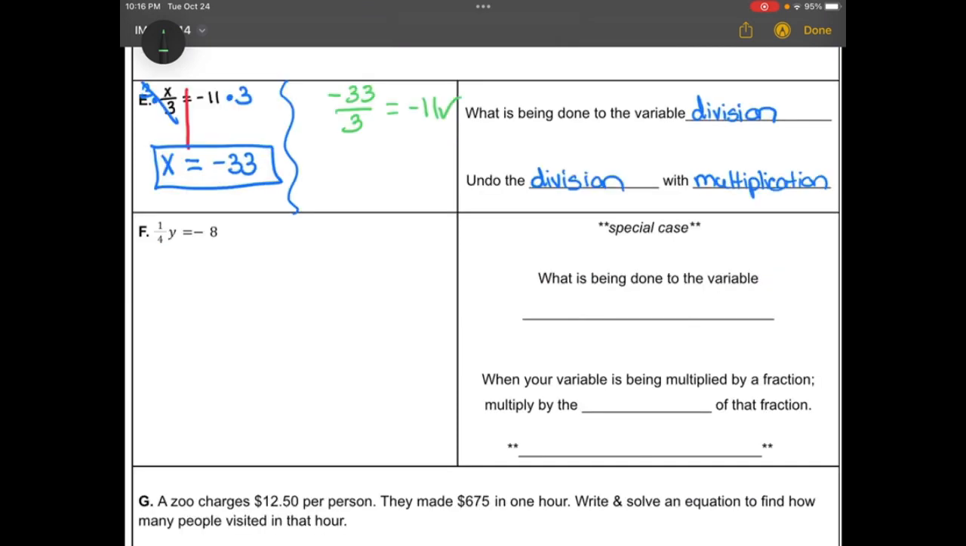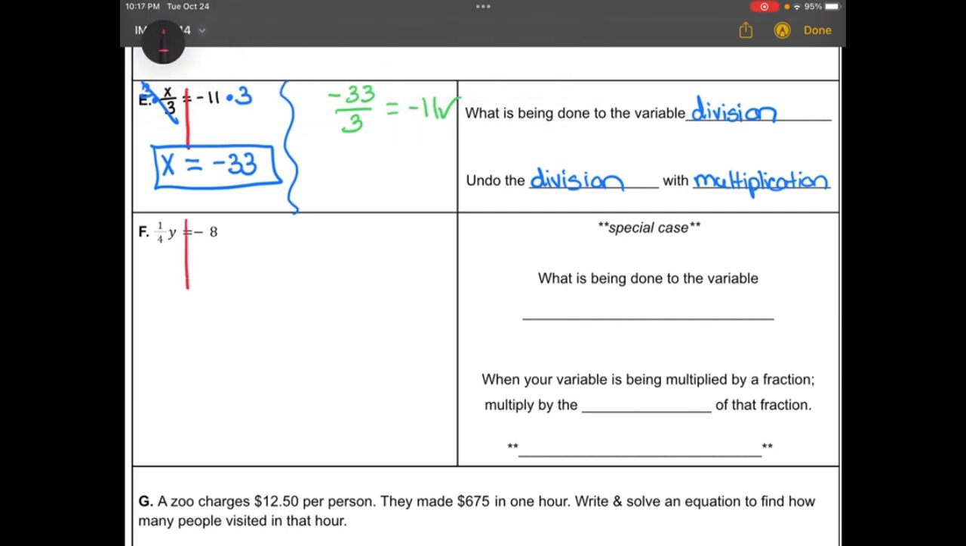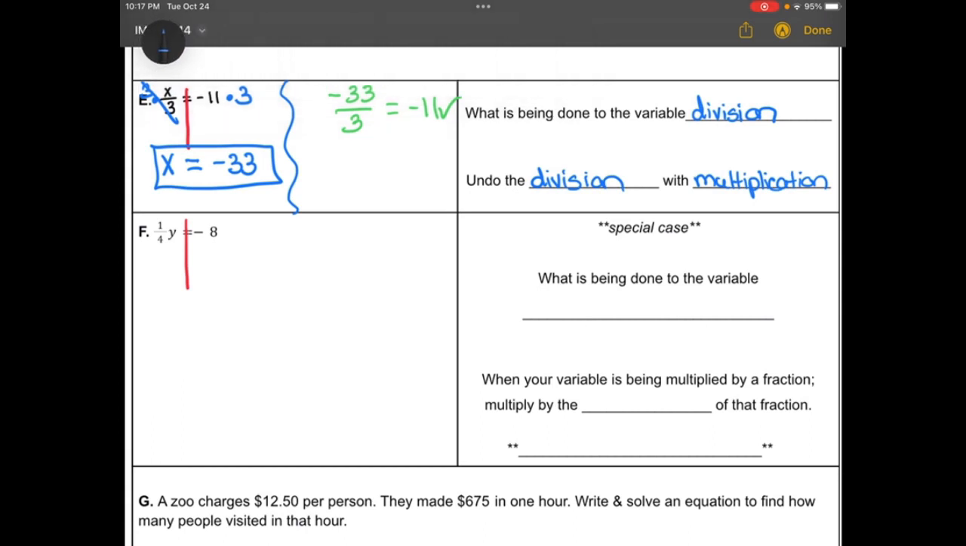Let's look at example F. In example F, we have 1/4 y equals negative 8. This is what we call a special case. Why is this considered a special case? Because the variable y is being multiplied by a fraction. So here, when we ask what is being done to the variable, it is being multiplied by a fraction.